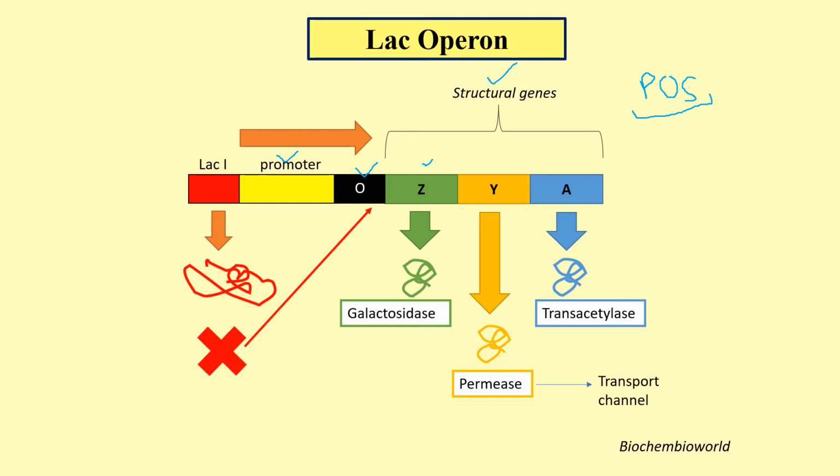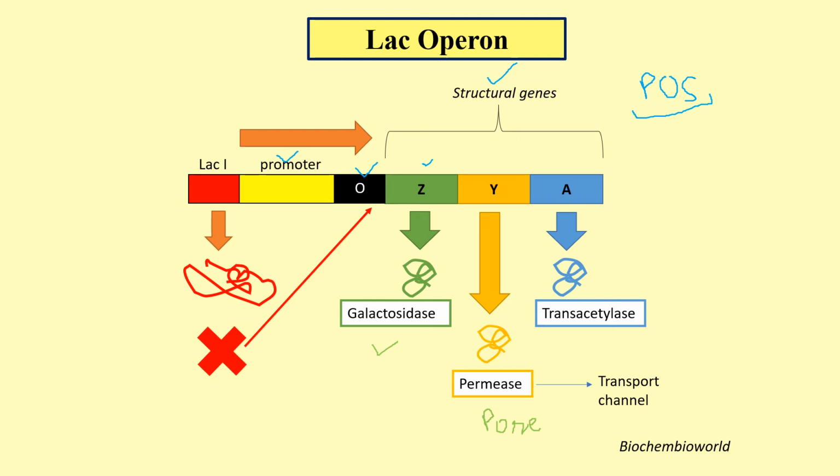Z is responsible for synthesizing galactosidase, whereas Y is responsible for synthesizing the permease, and A is synthesizing an enzyme, that is transacetylase. Permease creates a pore in the membrane to transport the lactose from the media to the inside of the cell. Galactosidase is responsible for breaking down the lactose so as to use it as a source of energy.